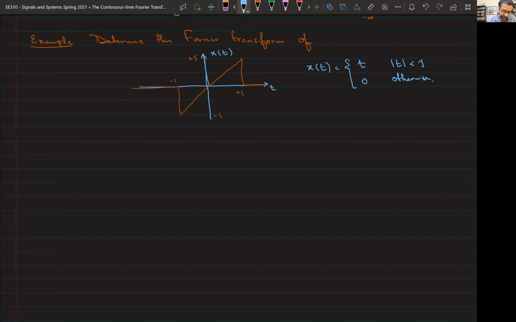So first off, if I were to write x of t in the form of unit steps, what would that be? I mean, t times a unit step, and some difference of unit steps. What do you think? Anyone?